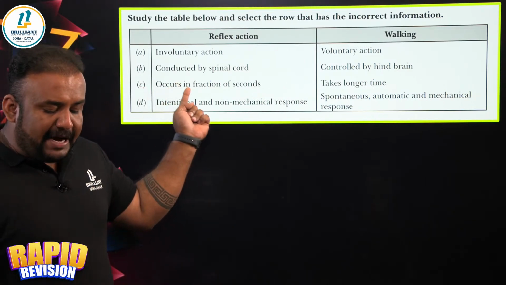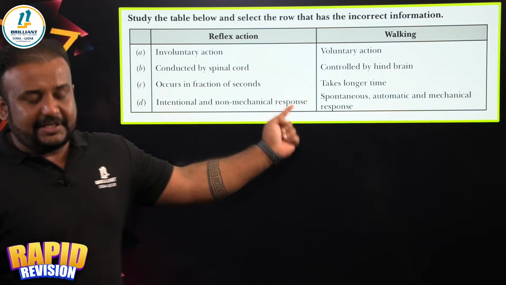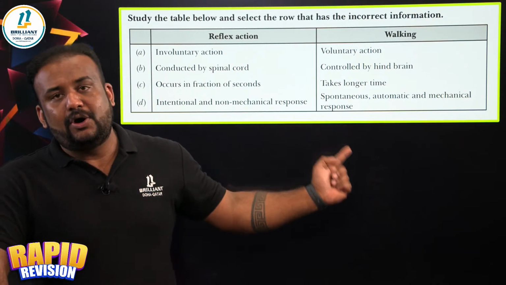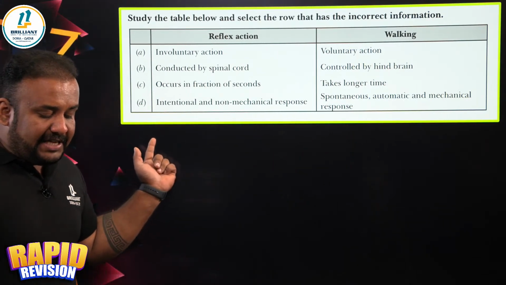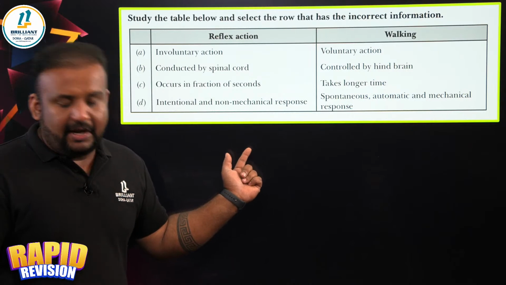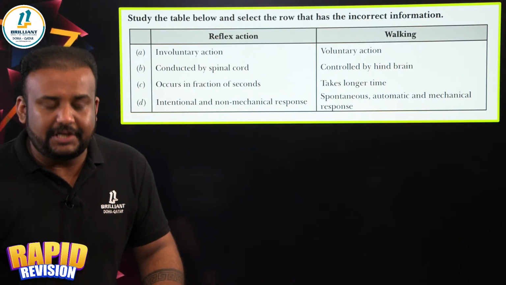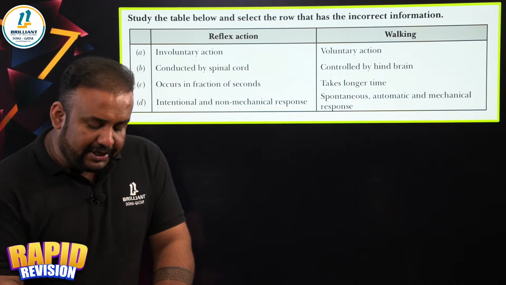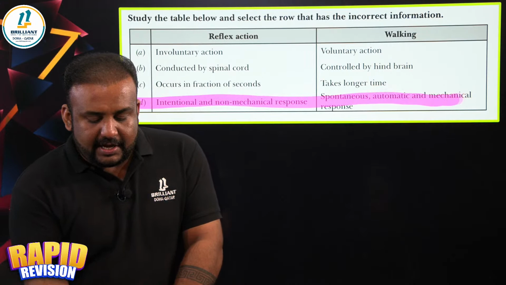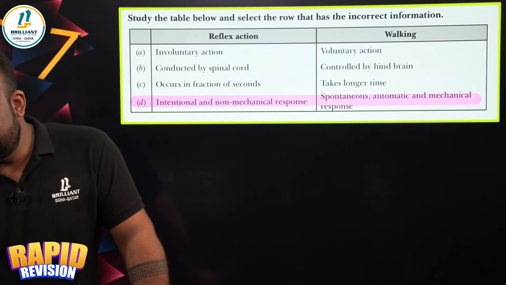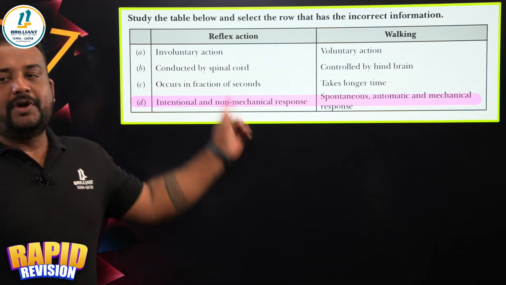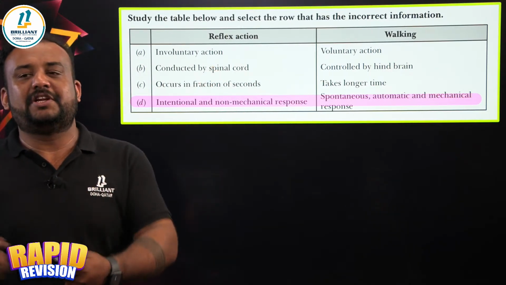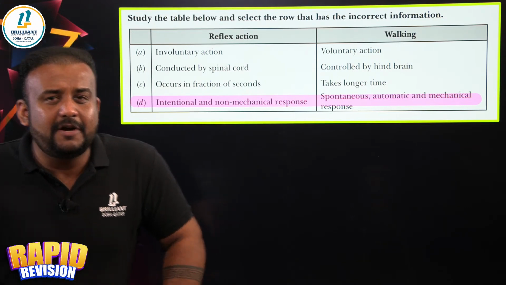Reflex action is conducted by the spinal cord, walking is controlled by the hindbrain. That is also correct. Reflex action occurs in a fraction of a second, walking takes a longer time. Yes, true. Reflex action is intentional and non-mechanical. That's wrong. Reflex is not intentional. It is spontaneous. So the last point is what is not matching with the statements. Is that clear to everyone? Please do remember the first 3 points as an answer to the question, distinguish between reflex action and walking. Is that clear to everyone?